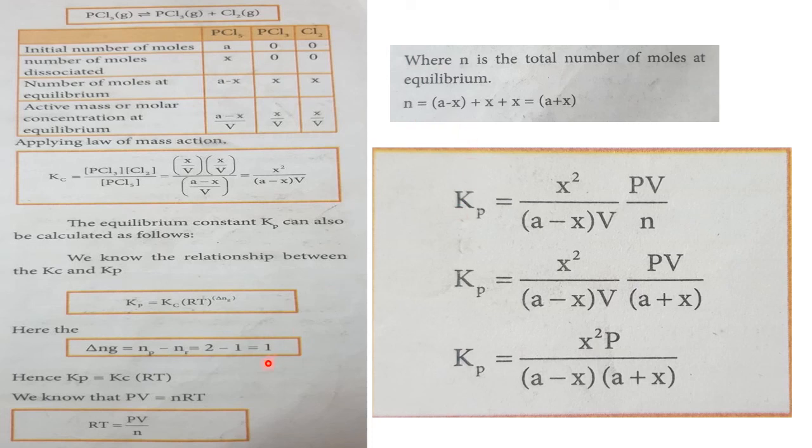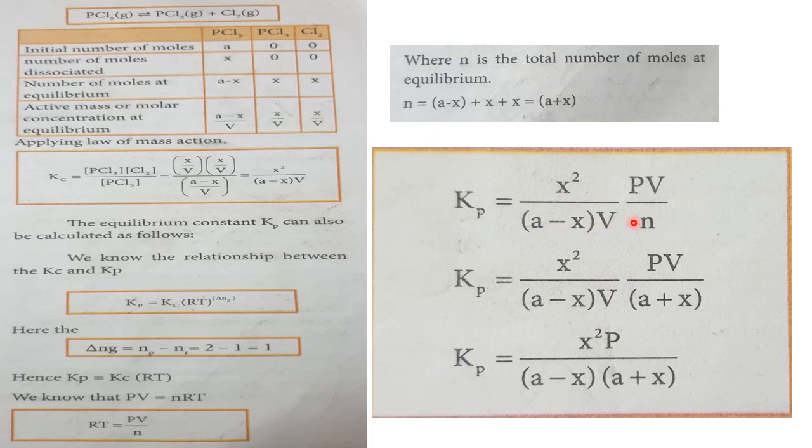So what is the Kp value? Kp is equal to Kc into RT. What should we put in place of RT? PV by N. And for Kc, what is the Kc value? Substitute it directly from here: Kc is X square by A minus X into V. So Kp is equal to Kc into RT, and instead of Kc we write X square divided by A minus X into V.